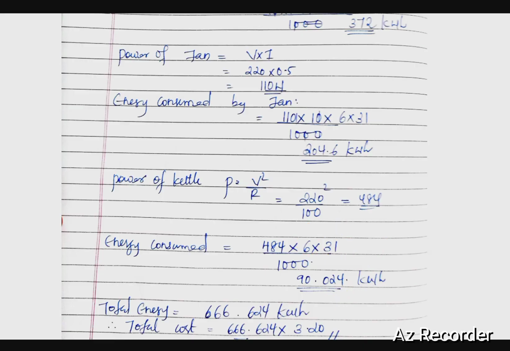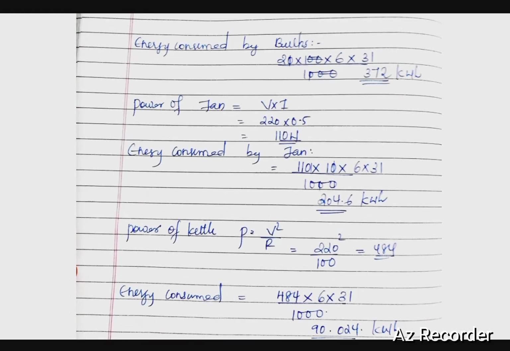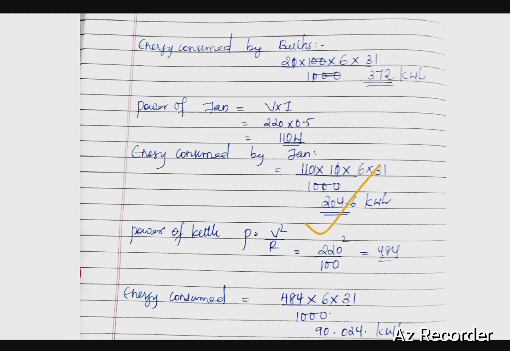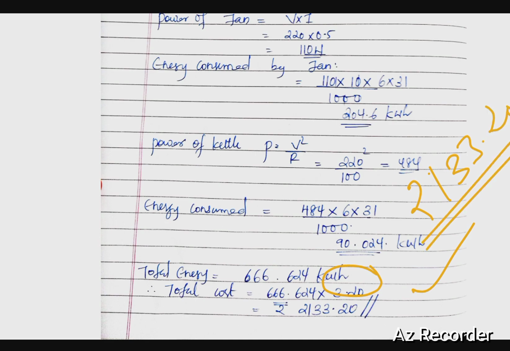Okay, so the total electrical energy consumed will be the sum of these all. So upon adding this 90.024 and this 204.6 and this 372, we will get the sum to be 666.624 kilowatt hour. So now to calculate the electric bill, we have to multiply it with the cost per unit. So multiplying it with rupees 3.20, we will get the amount of the bill to be 2133.20 rupees.